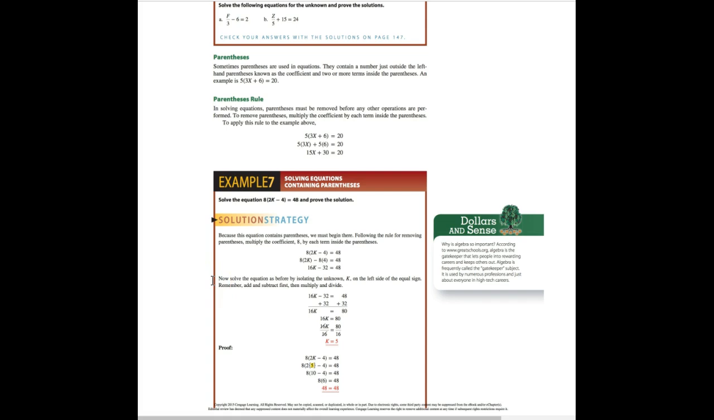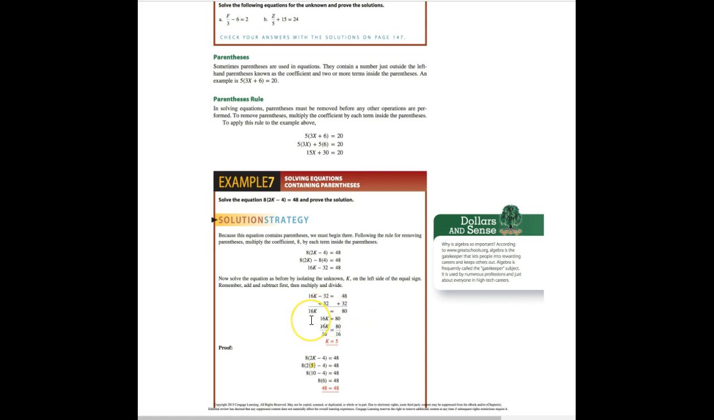Example 7 says solve the equation 8 parentheses 2k minus 4 close parentheses equals 48. The first thing we're going to do is distribute this 8 over each of the terms inside the parentheses. And we get 16k minus 32 equals 48. So now we're at a place that we've dealt with before. We simply add 32 to each side. We get 16k equals 80.